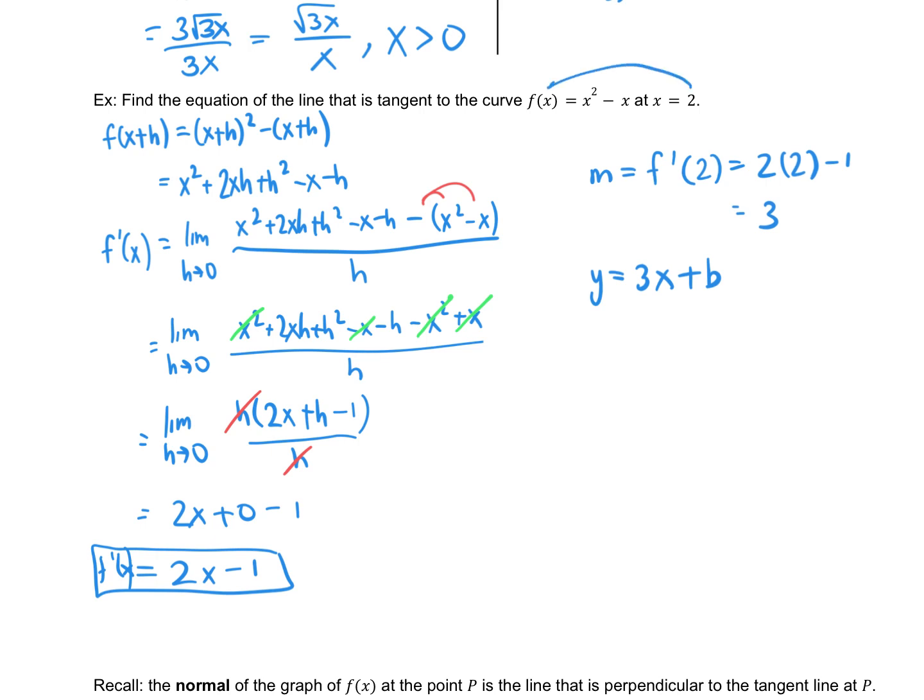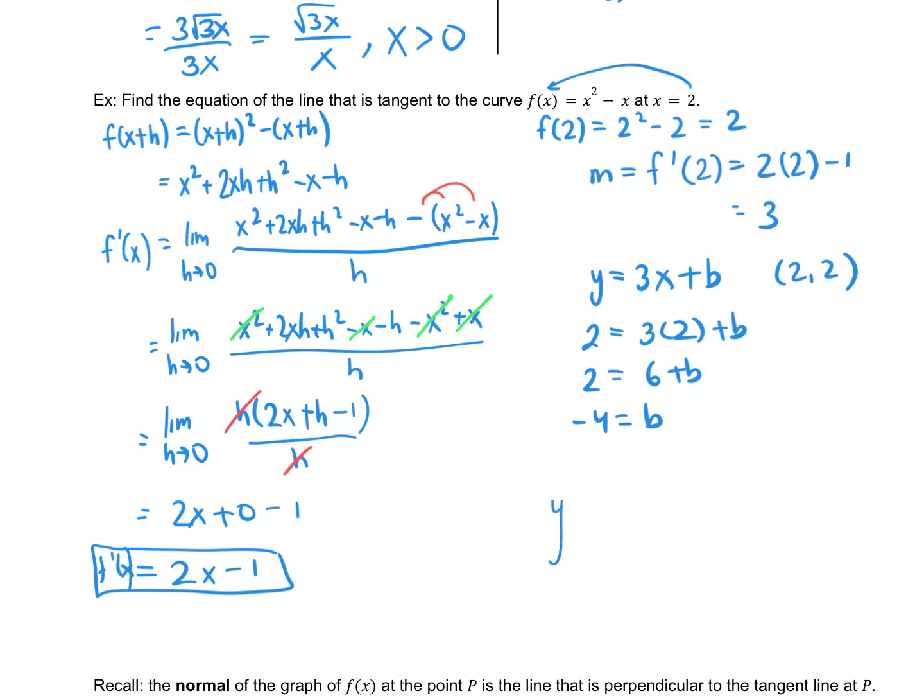I'll just replace x with 2 in the actual function itself to find the point on the parabola. And when I plug in 2, I also get 2. So we can use the point (2, 2) to find our y-intercept. So that's going to be 2 equals 6 plus b. So b must be negative 4. So here's the equation of this specific tangent line when x equals 2.